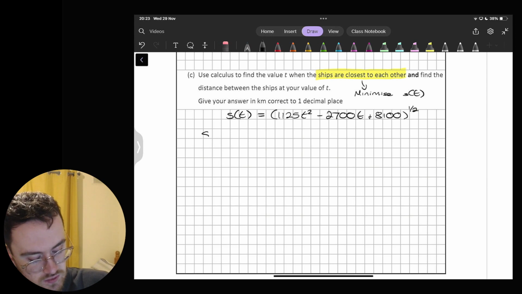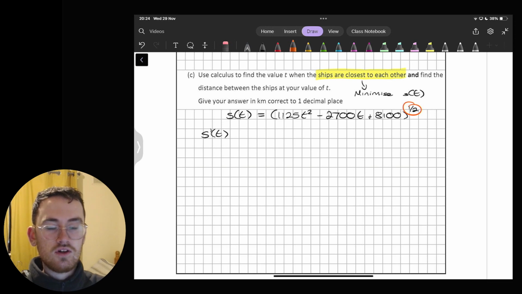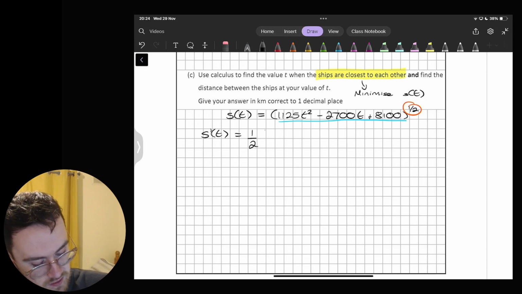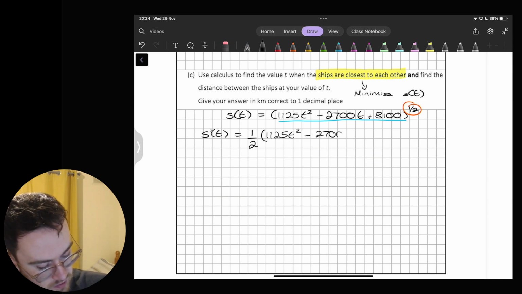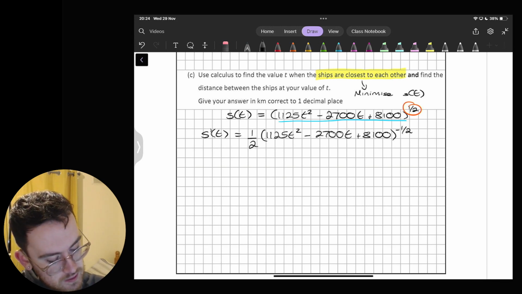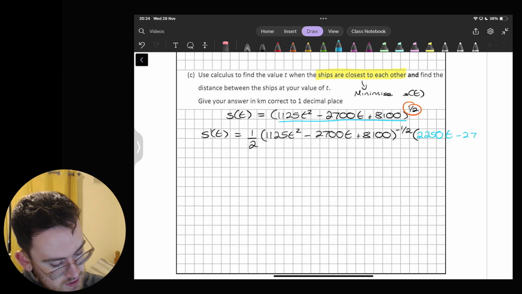I want to find the derivative of this, and we need to note that the derivative requires a bit of a chain rule. I'm focusing on the power first, and then doing the section on the inside of the brackets. So that would be half times my brackets, 1125t squared minus 2700t plus 8100, to the power of minus a half. We're going to have quite a long expression here, I can tell already. And we're going to multiply by the derivative of the middle part, which gives me 2250t minus 2700.